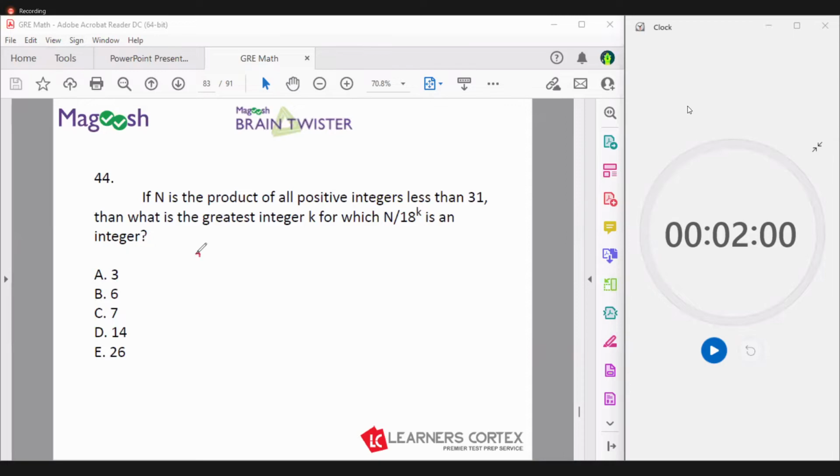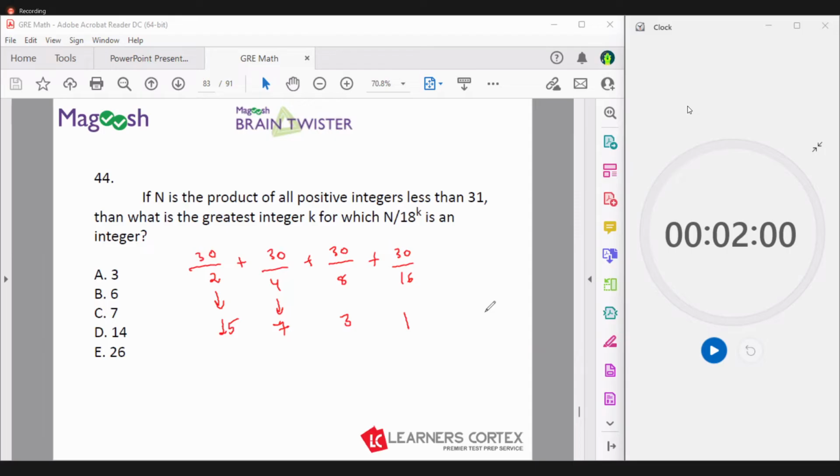First of all, you divide 30 by 2. Then you divide 30 by 4. You keep on dividing 30 by the increasing powers of 2. This will give us 15, this will give us 7, this will give us 3, and this will give us 1.